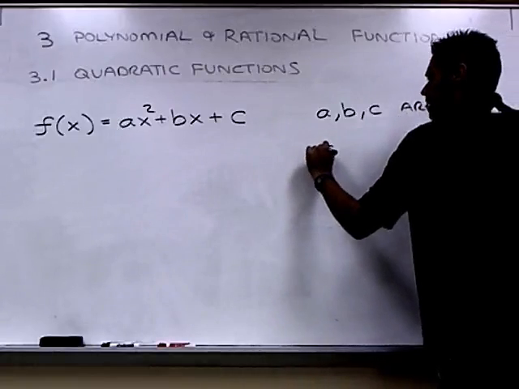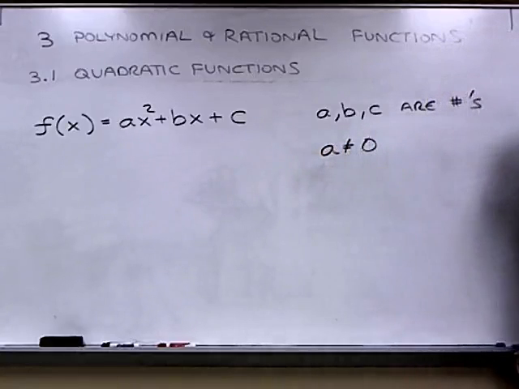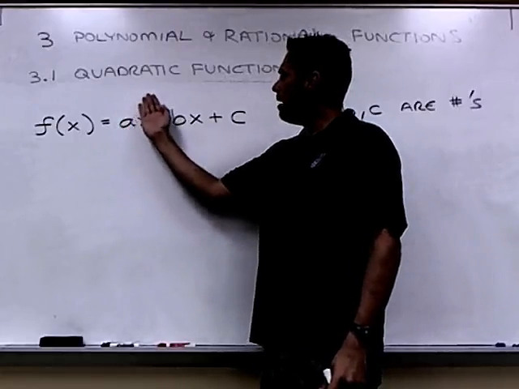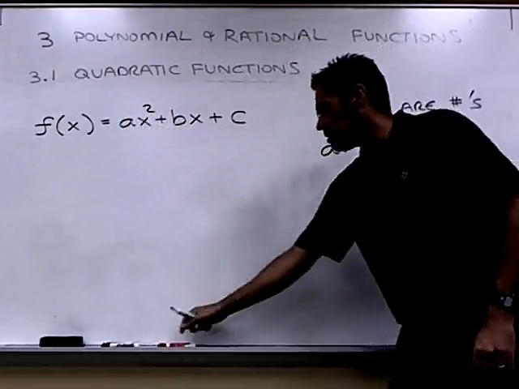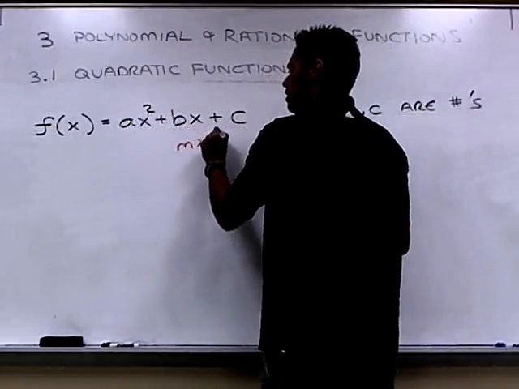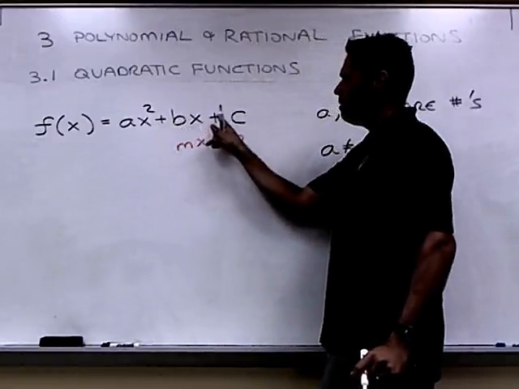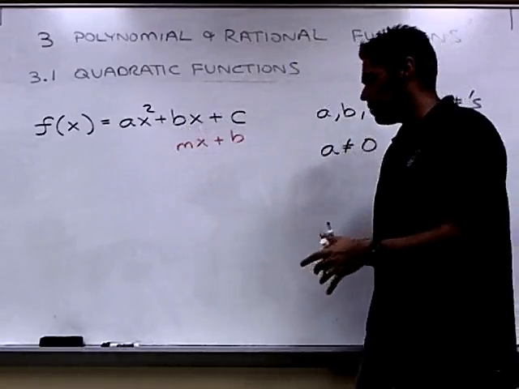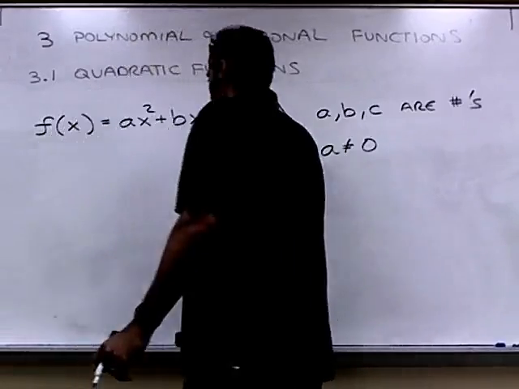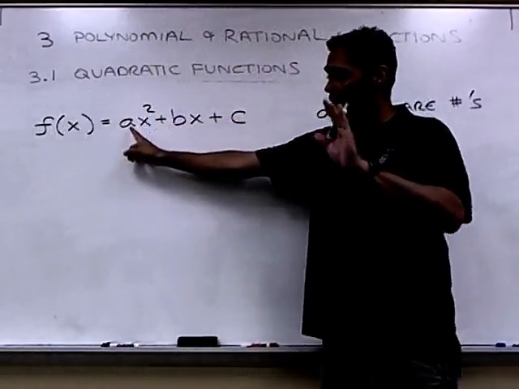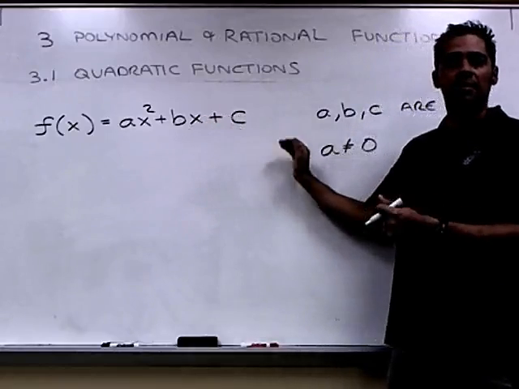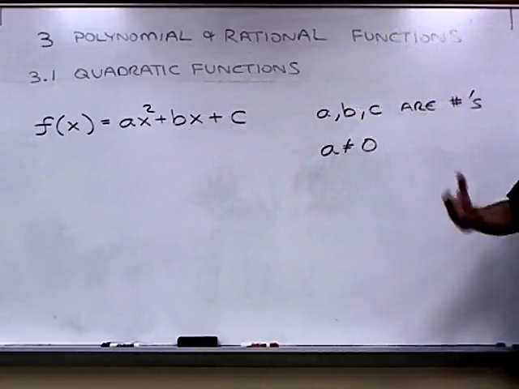And I have one more condition. The a here cannot be 0. Why can't the a be 0? What if a was 0? That wouldn't be here, would it? And then what you would have is bx plus c. And bx plus c would almost look like mx plus b. It would almost look like a number in front of x plus a number by itself, wouldn't it? And then that would be a line. So it would not be a quadratic function. So to be quadratic, all we have to have are numbers in front, a number other than 0 in front of x squared, a number, and it can be any number, in front of x, and then a number by itself. If it looks like that, it is a quadratic function.